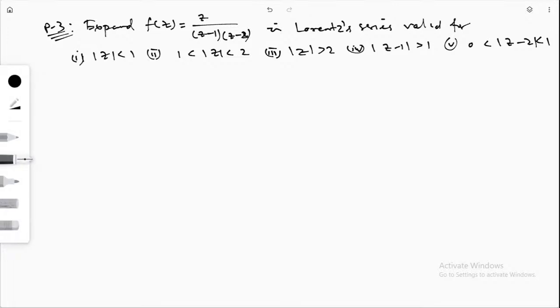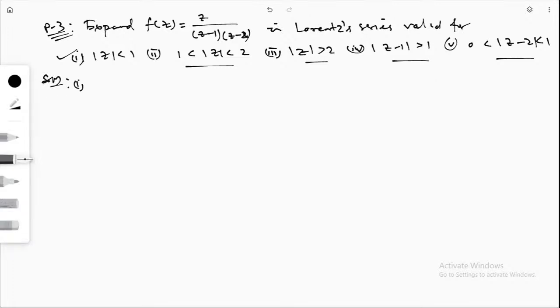So whatever you will get in your exam, these are things like mod z less than 1, or this type of problem. So in this single problem, we will solve all possible types of problems which you can get for any Laurent series expansion. So now I will solve it.